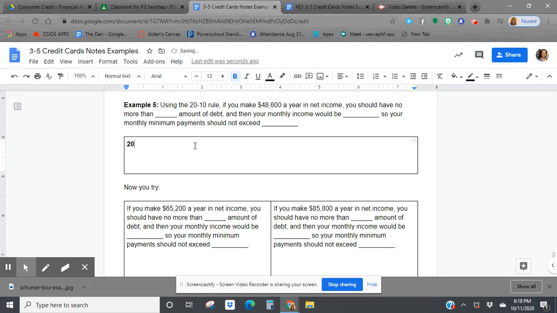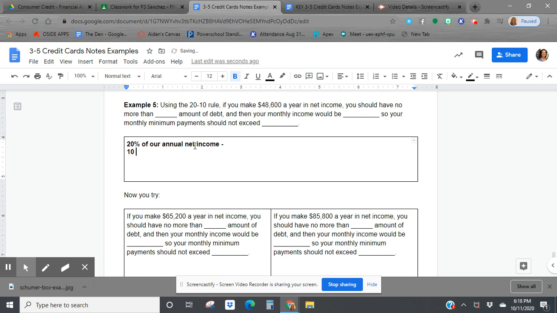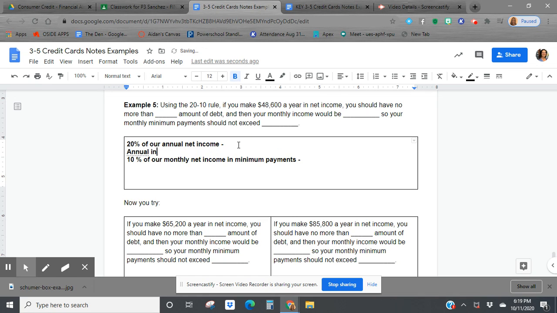So we want to make sure that we have no more than 20% of our annual net income as our total debt, and no more than 10% of our monthly net income in minimum payments. And so we're going to need to take annual net income, divided by 12 to get monthly net income in between these two. So here we go.